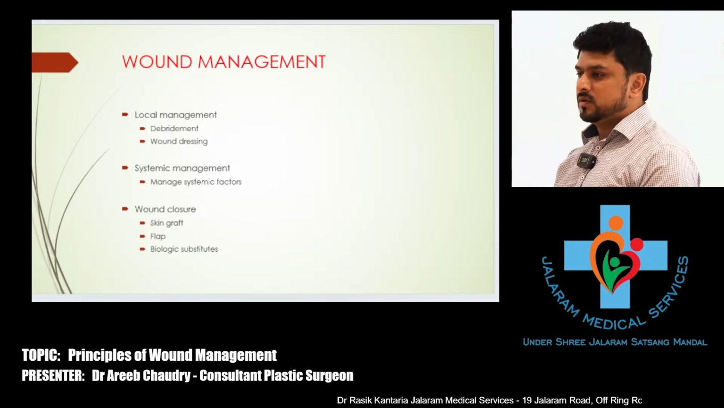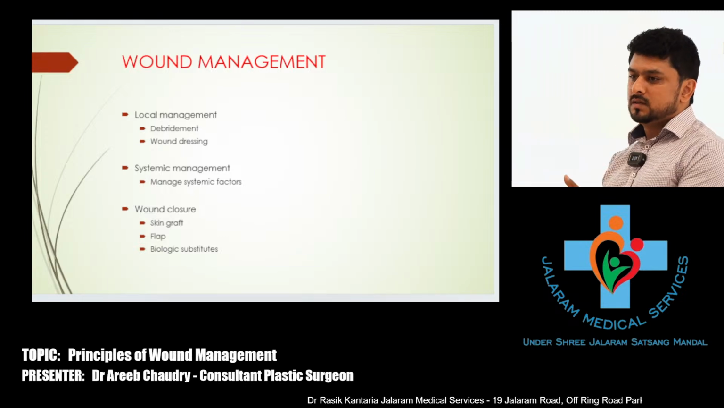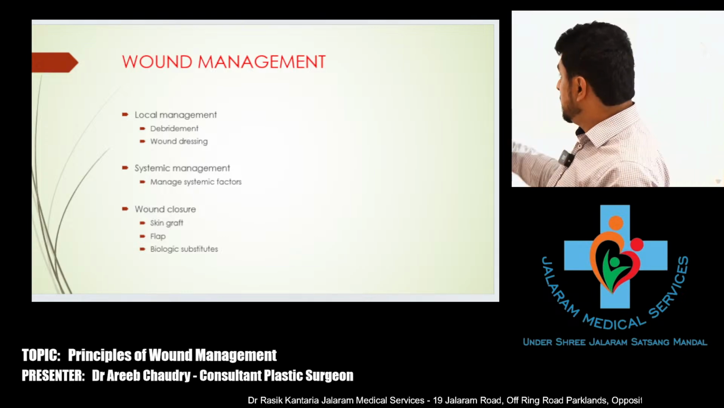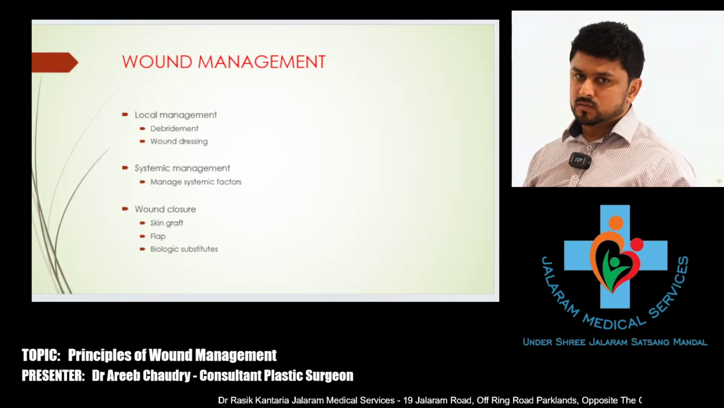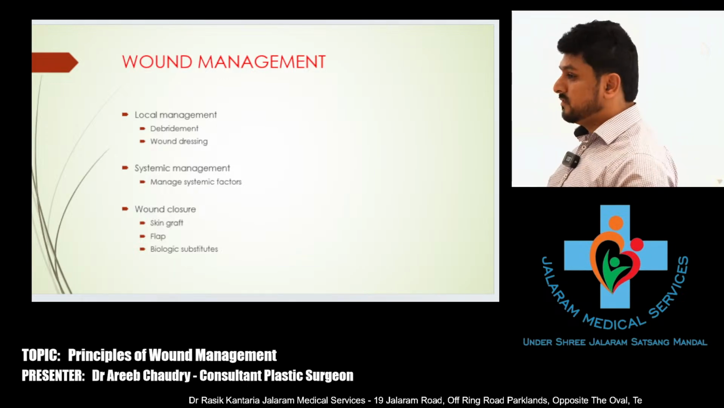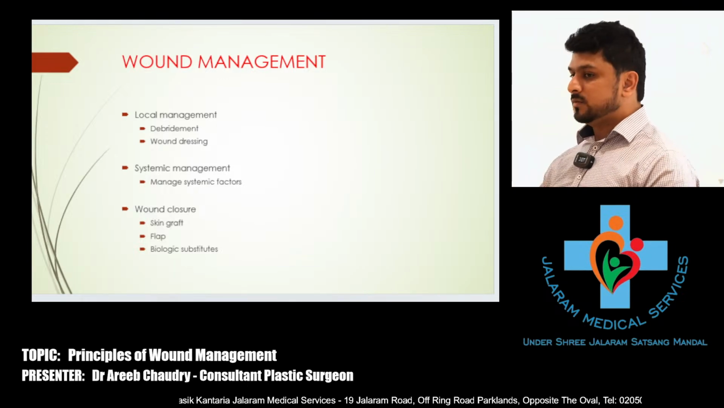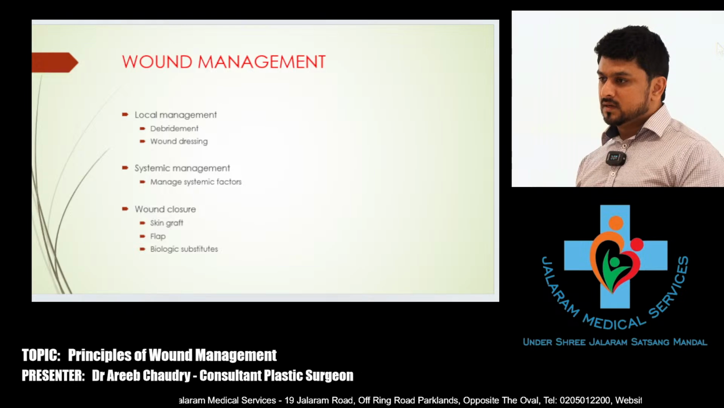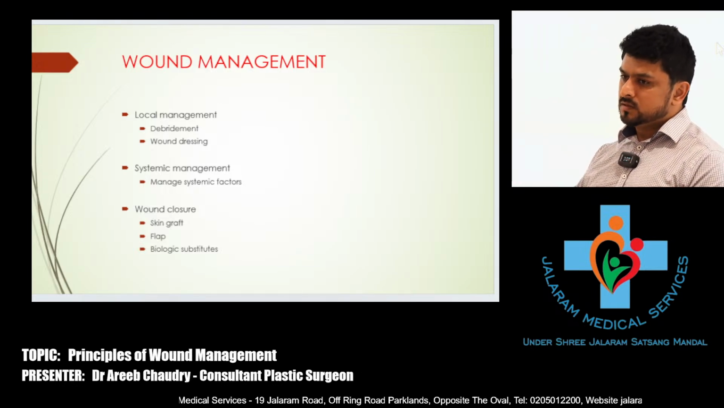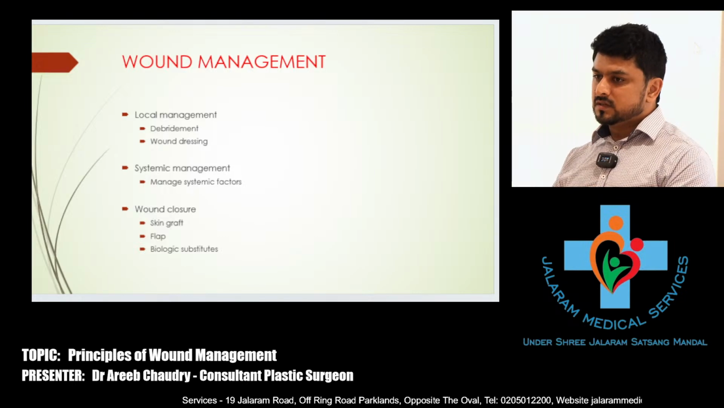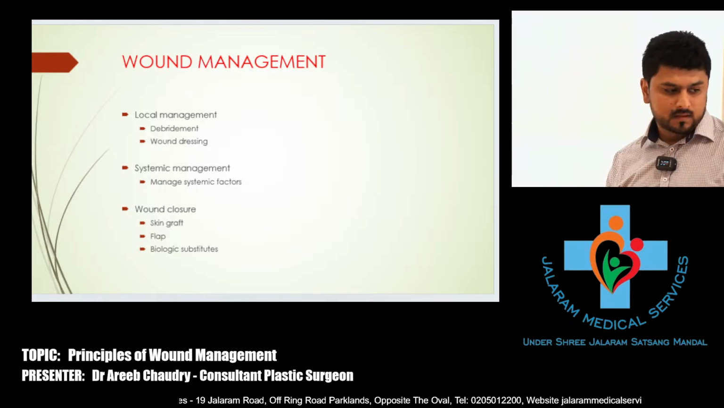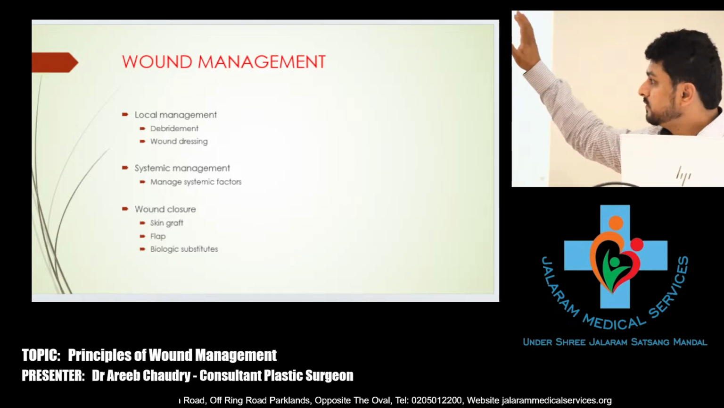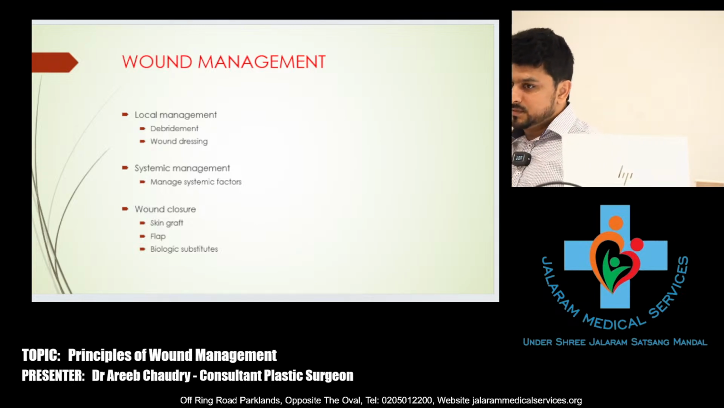Systemic management, this is now, if it's a vascular issue, you need to get whether it's an arterial issue, whether it's a venous issue or a lymphatic issue. Okay. Number 3 is the closure. So how can I close this wound? Can I put a skin graft? Can I put a flap on it? Okay, a flap comes with its own blood supply. Or can I use biologic substitutes? Okay, these are synthetic materials that we place on top of wounds that integrate themselves and become part of the body. Okay? So this is what you should have in your mind when you're looking at a wound. If you want to manage the wound successfully, these are the steps that you need to follow.